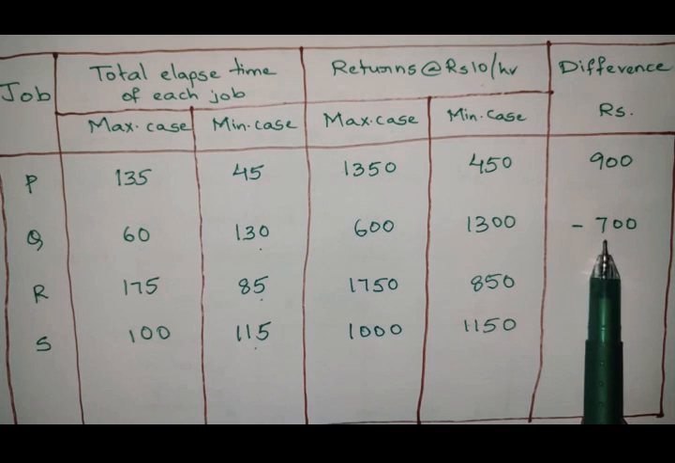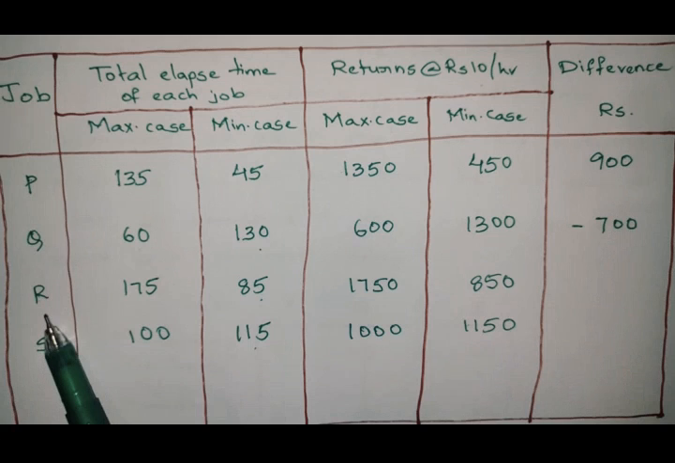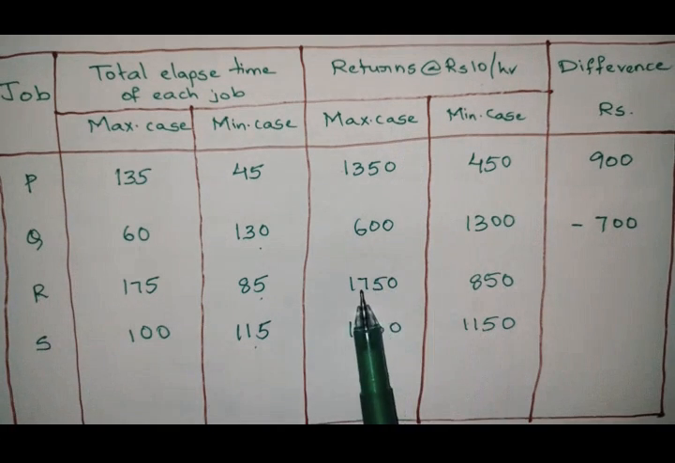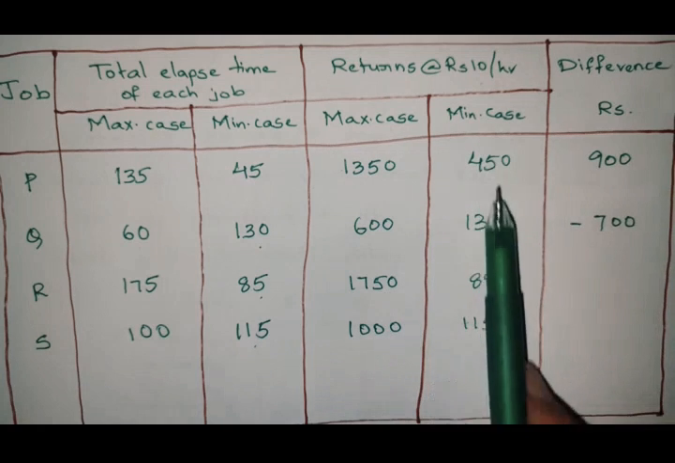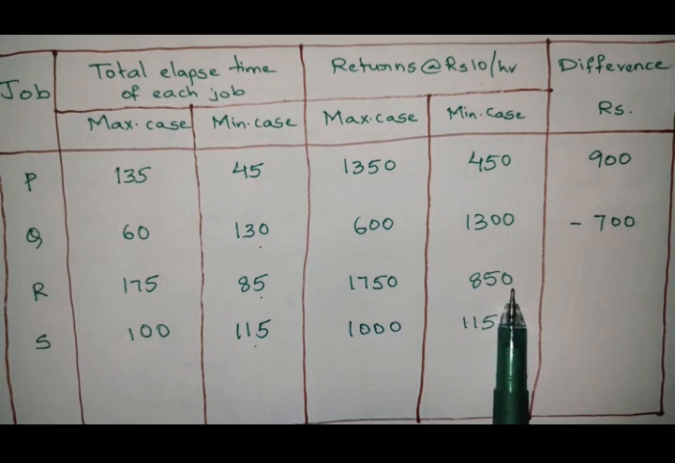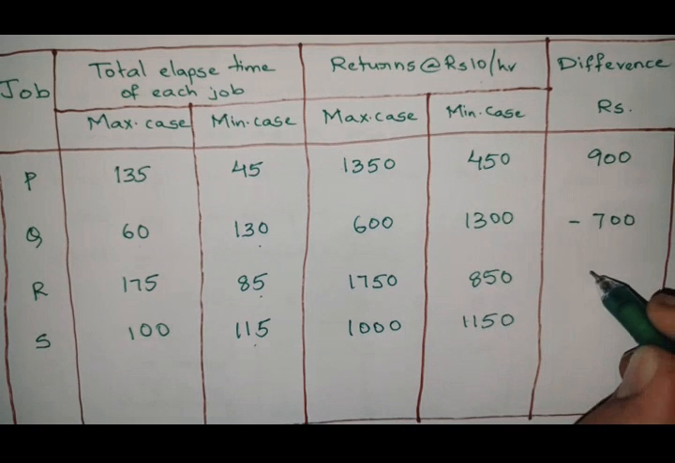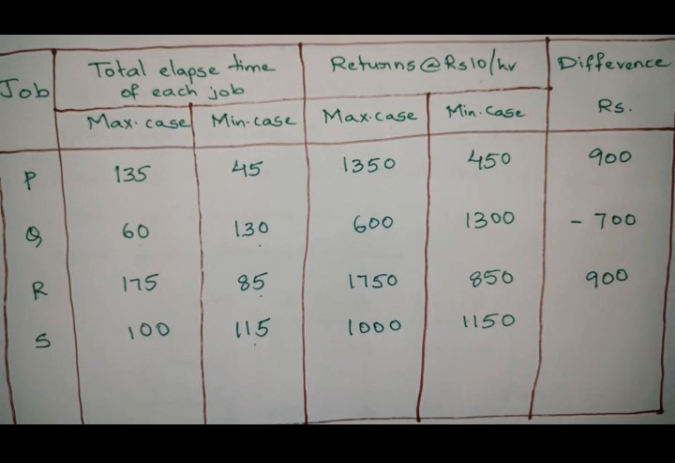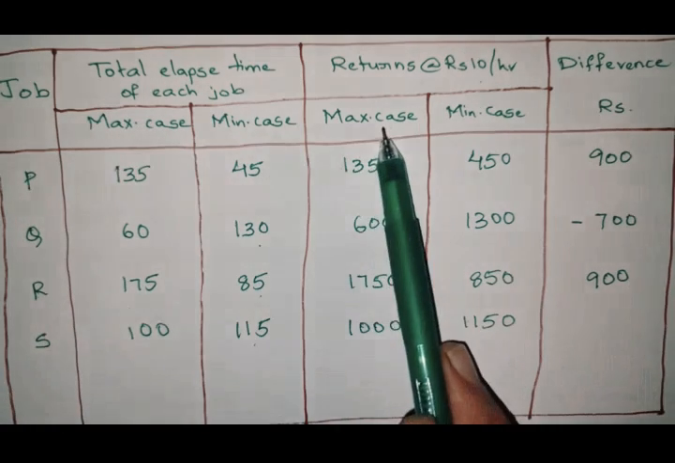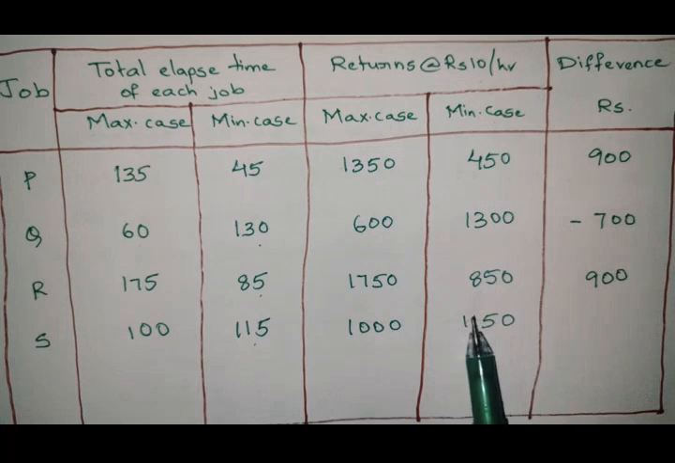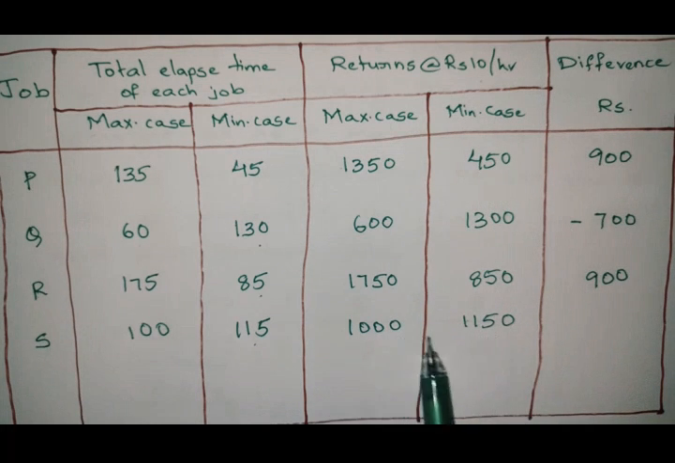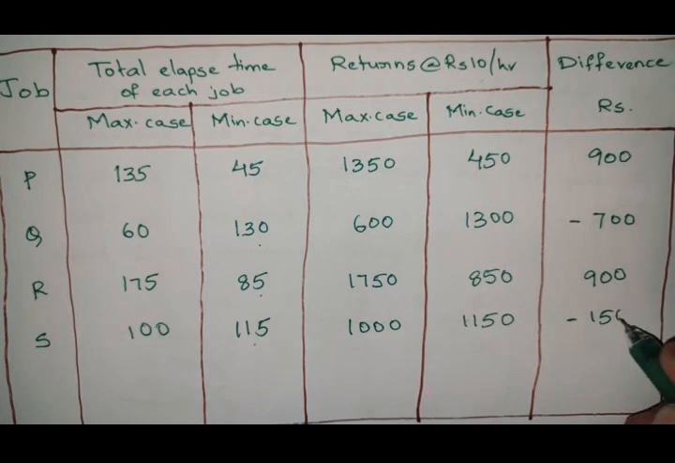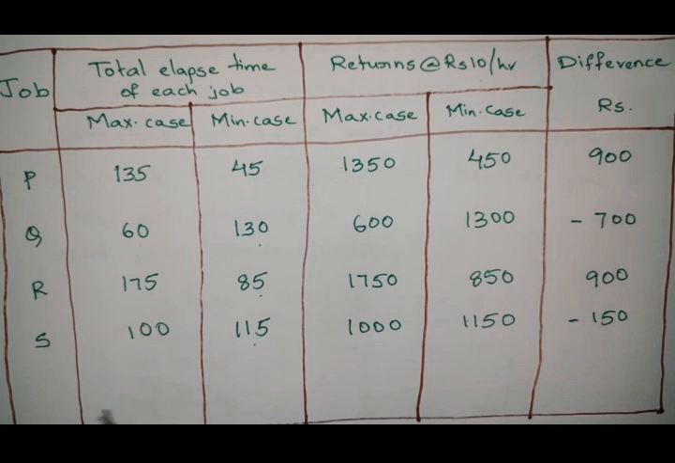Similarly, let us calculate for job R. In job R, in a maximization case he is getting 1750. In a minimization case he will get only 850. So what is the difference amount? 900 rupees he is going to gain if he delays more. And next, coming to job S, he is going to get 1000 rupees in a maximization case, but in a minimization case he is going to get 1150. So what is the difference? 1000 minus 1150, it is minus 150. That means he is getting a loss of 150 rupees for job S.